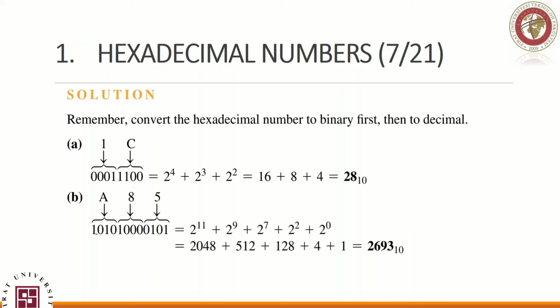Alright, so we have our own binary number, we can convert it. How do we convert it? Based on the weights. How many weights do we have here?